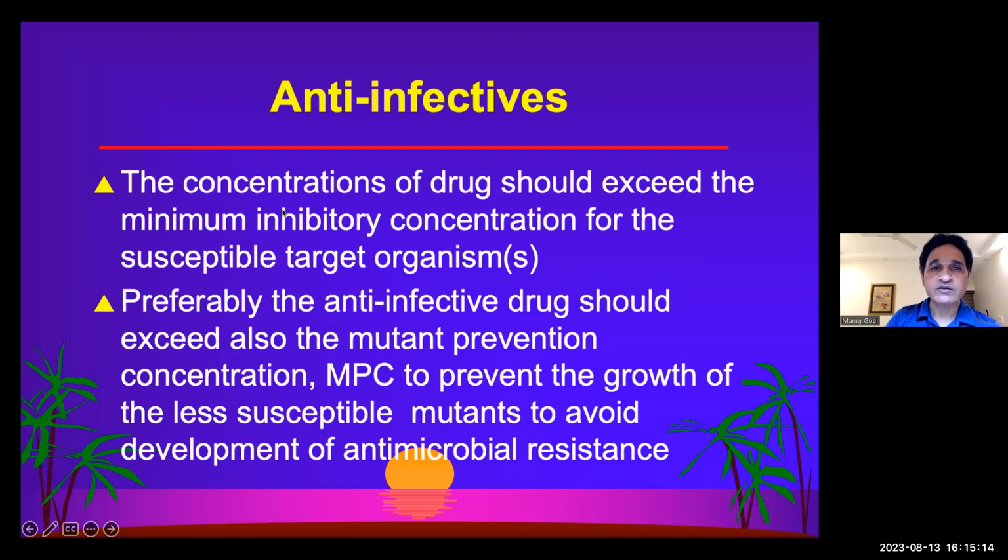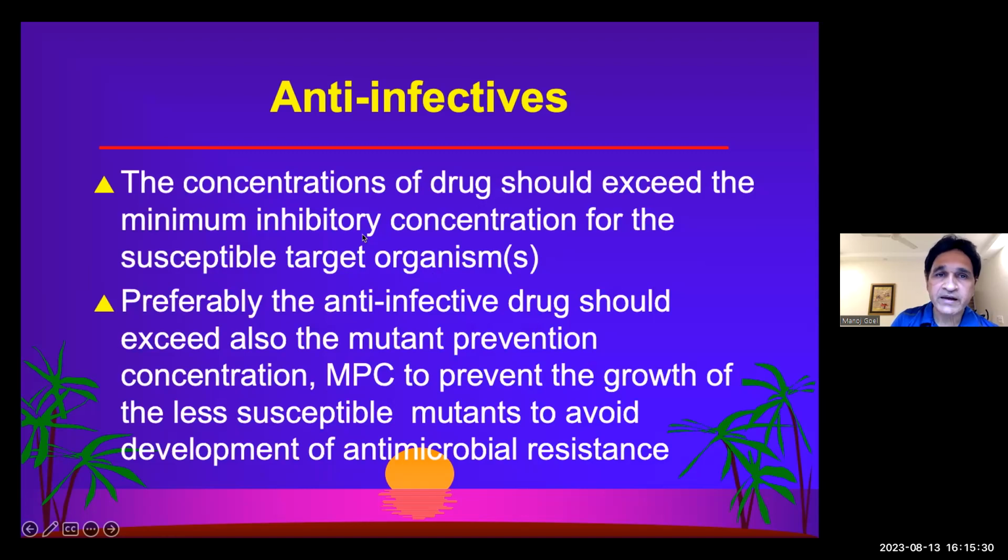The important thing is the concentration of drug should exceed the minimum inhibitory concentration for the susceptible target organ. Otherwise, the drug is not going to have an effect. So the MIC level has to be achieved, as we have seen with aerosolized tobramycin. The MIC achieved is much higher.